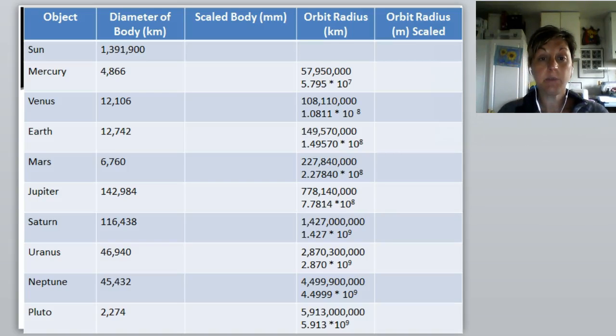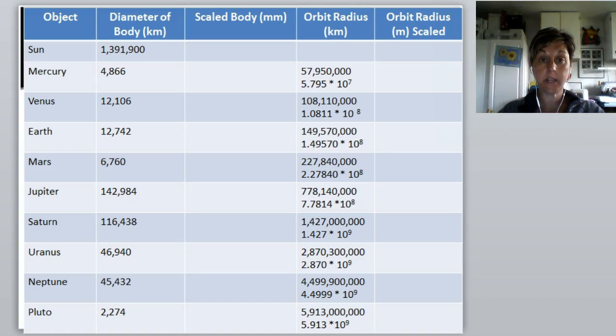We are going to calculate using the actual diameter of the sun, and then we're going to create a scale object of the sun, using a website to do that. Then we're also going to look at the radius, which remember is only half the distance of a circle, from the center to the outer edge. We'll look at the orbital radius of the different planets.